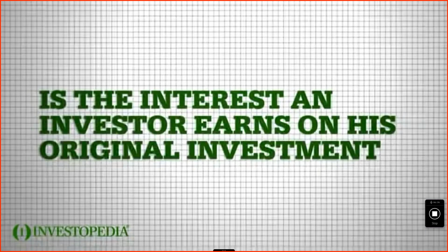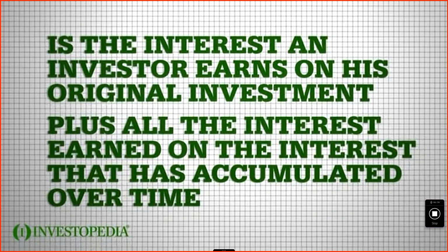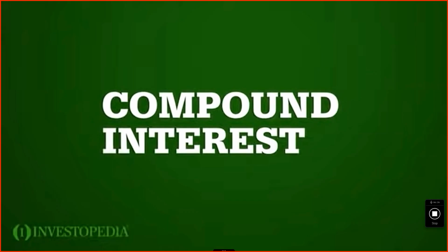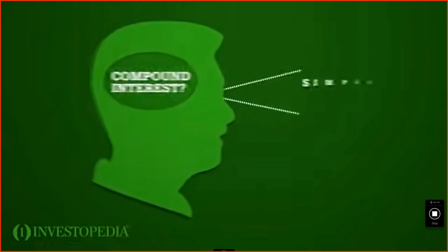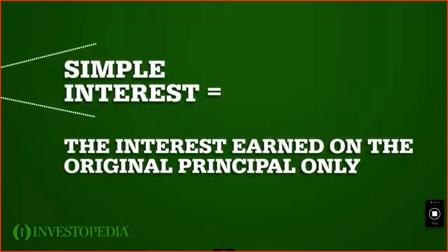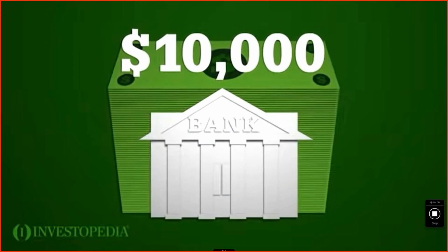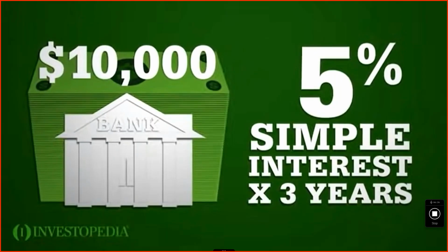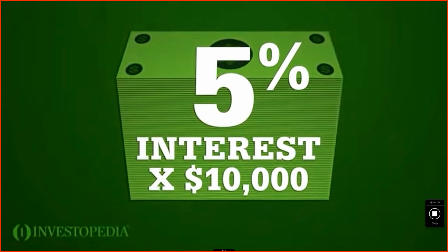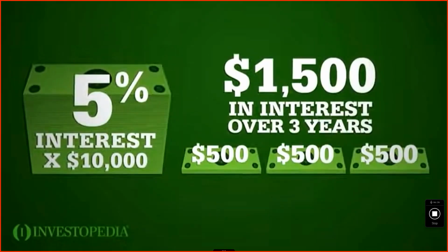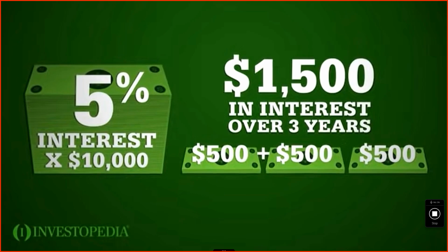Compound interest is the interest an investor earns on his original investment, plus all the interest earned on the interest that has accumulated over time. It is easier to think of compound interest as interest on interest. To understand compound interest, let's first look at simple interest, the interest earned on the original principal only. Suppose you deposit $10,000 into a high-interest savings account at a 5% simple interest rate for 3 years. The interest you earn each year is 5% times $10,000, which equals $500, for a total of $1,500 of interest at the end of year 3. $500 plus $500 plus $500.